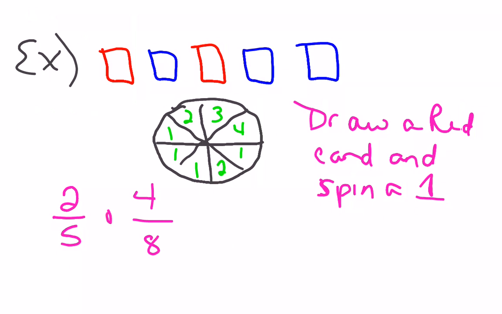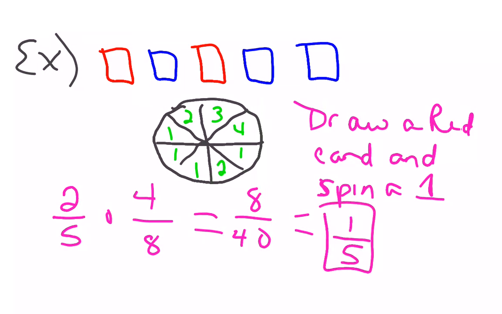And what we do with this is we go ahead and multiply those probabilities. So 2 times 4 is 8, 5 times 8 is 40. And then we want to reduce. 8 goes into both. 8 goes into 8 once, 8 goes into 40 five times. So the probability of drawing a red card and then spinning a 1 is 1/5.